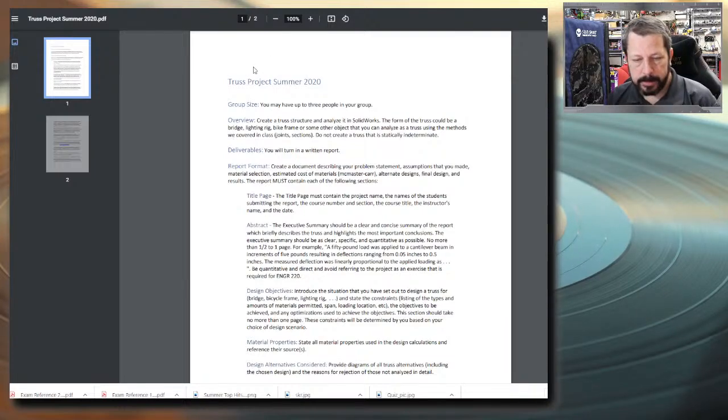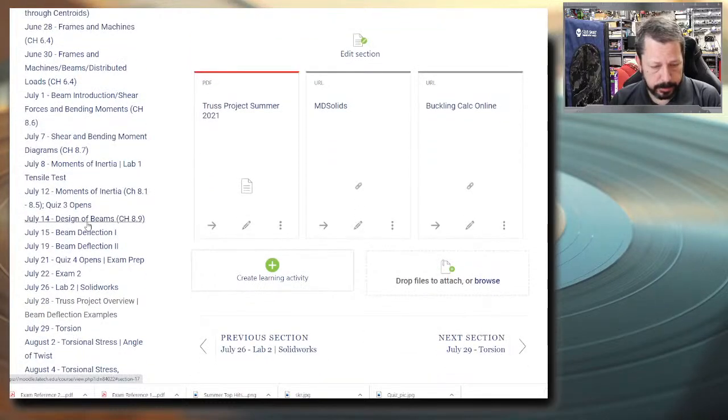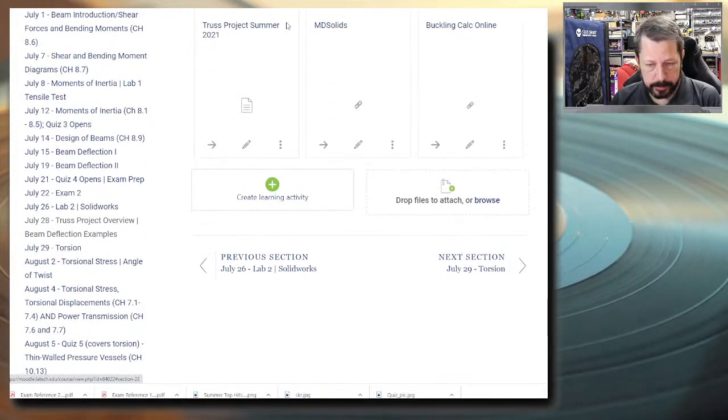So I know this says 2020. I just used the same one because it worked pretty well. When you look at not Blackboard, we haven't used that in years. When you look at Moodle, you will see Truss project overview. You'll see it's labeled 2021. You also see 2 other links here that we'll talk about.